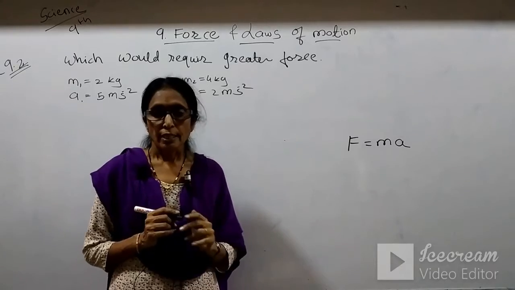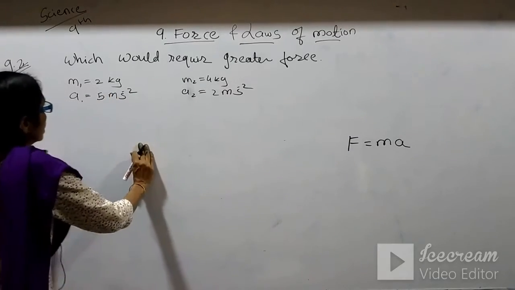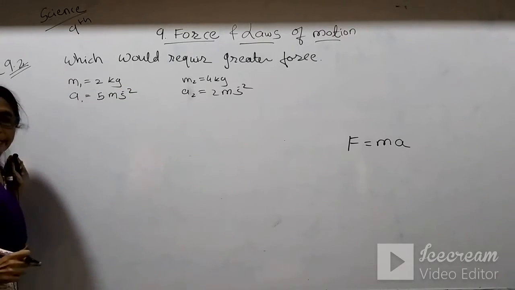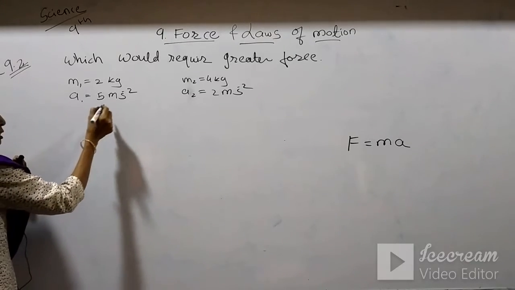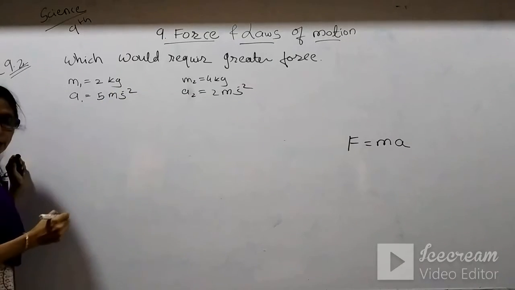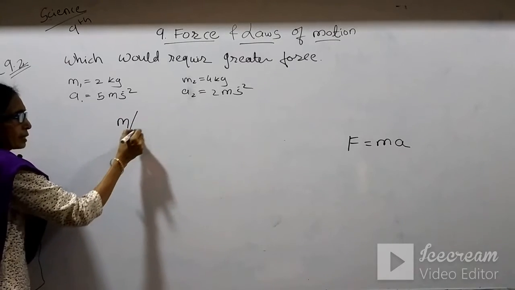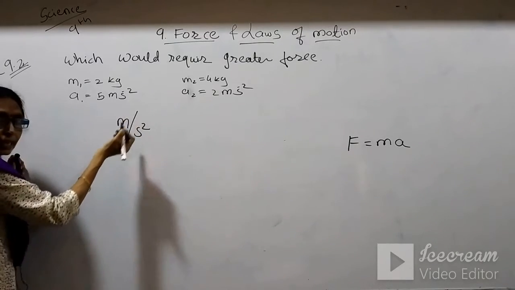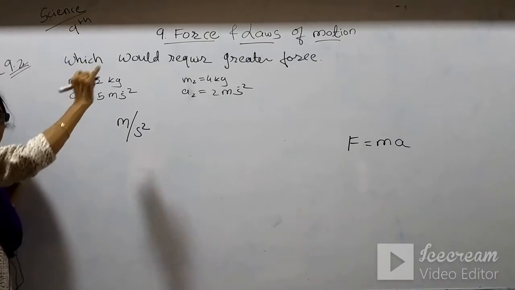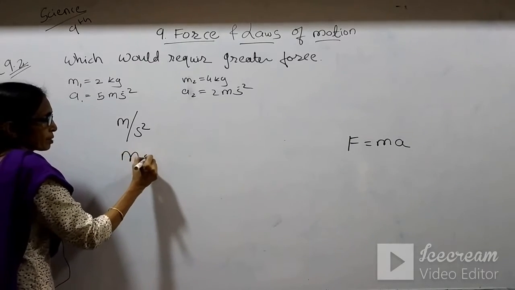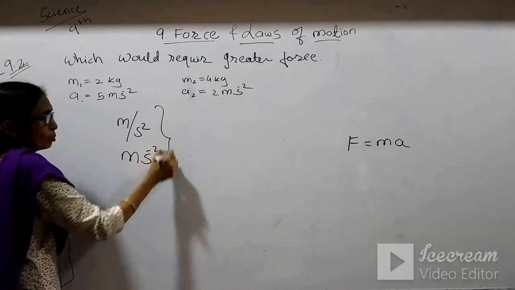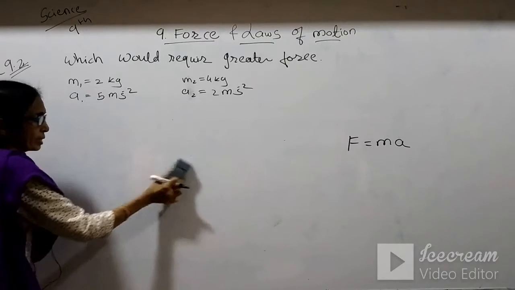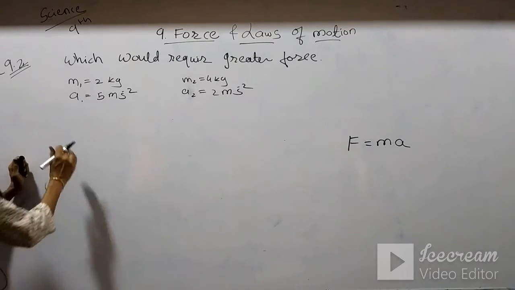There are two cases. Here, in the first case, m1 is 2 kg and acceleration is 5 meter per second square. So students, this is 5 meter second raised to minus 2, or we can write meter per second square. These two things are the same. When second square comes in the numerator, it becomes meter second. So both things are the same, students. In both cases we will find the force.